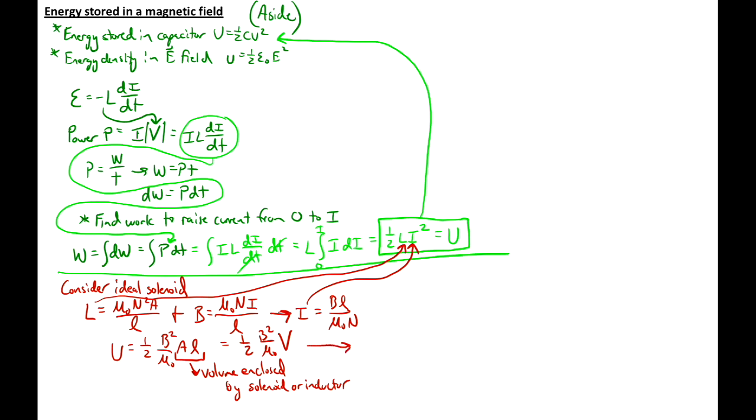And we're going to take this and divide the energy by the volume, which is essentially an energy density. It's a volume energy density. And we're going to write that as little u. And then we just have 1/2 B squared over mu naught. Now we have an analogous equation for how much energy is stored in the magnetic field that's contained inside the solenoid.